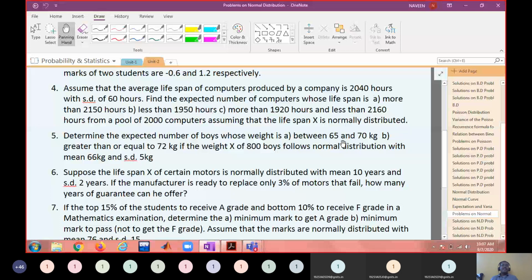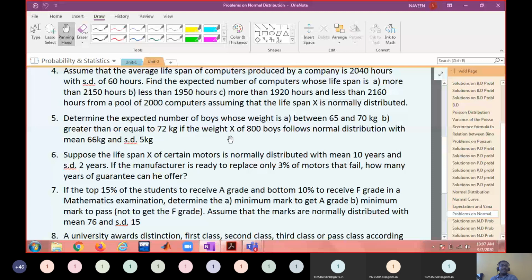So what is your random variable? X equal to the weight of a boy, which is a continuous random variable. So we will assume that X is normally distributed. It is exactly similar to the fourth problem, so you just take it as homework.